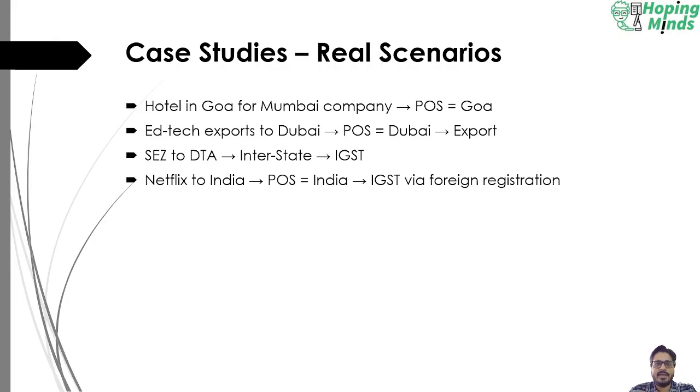So moving ahead, let us take some real life scenarios. Hotel in Goa for Mumbai company, then the place of supply will be Goa, that is the address of the immovable property. Then EdTech, that is education tech exports to Dubai. In this case, the place of supply will be Dubai as it will be treated as export. Then SEZ to DTA, that is special economic zone to domestic tariff area interstate transaction, it will be treated as export and hence IGST will be charged.